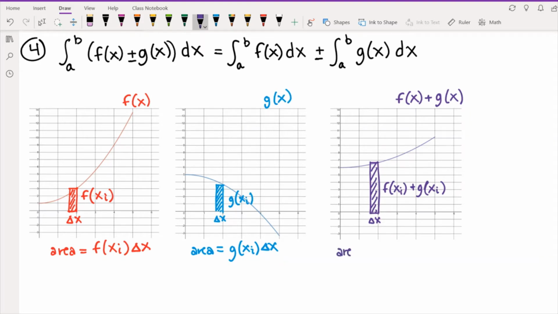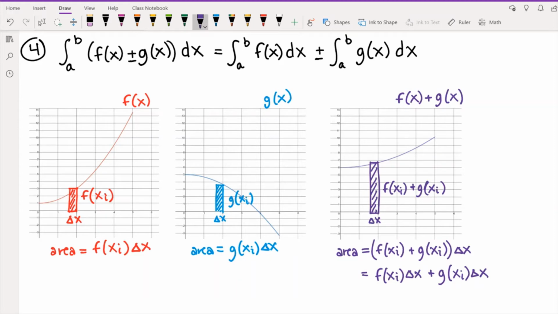And so the area of this purple rectangle would be equal to f of xi plus g of xi times delta x, which is the same thing as f of xi times delta x plus g of xi times delta x, because of the distributive property. So basically, what I'm saying here is that the rectangles that make up the area for the sum graph can be seen as the sums of the rectangles from the original two graphs.